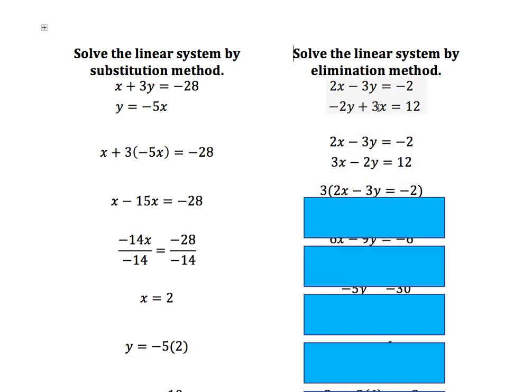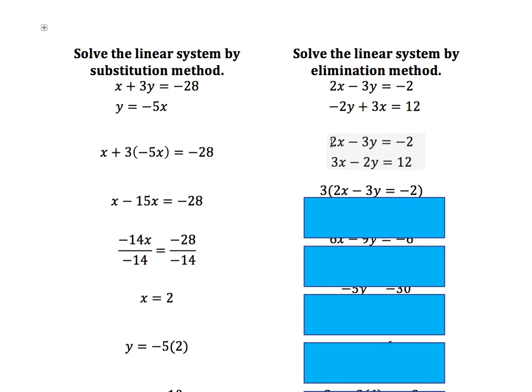All right, so the first thing I want to do is move this 3x up front, and all I'm doing is just rearranging these. So it'll be positive 3x minus 2y is equal to 12. I didn't add or subtract, I just put this term before this term. All right, so now I cannot immediately add or subtract the equations to eliminate any variable, because neither the x variable nor the y variable has the opposite coefficient.